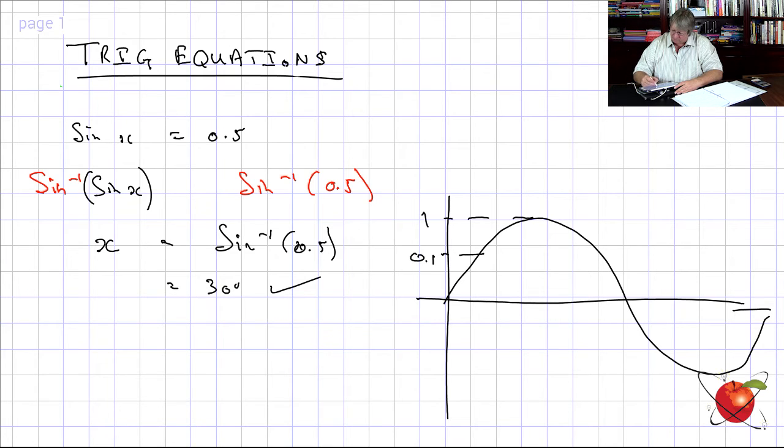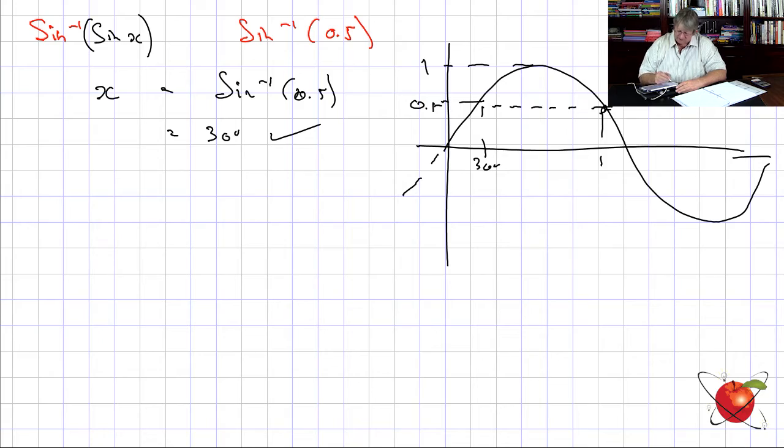went to 0.5. But look, there was my 30 degrees. But there's another answer over there. That's also going to be 0.5. And if I go backwards, on this side of the graph, I'm going to get another 2 answers way down there. So what we're saying is that there's going to be a multitude of answers. It's not only one answer, there can be more. So we're going to have to solve for these.